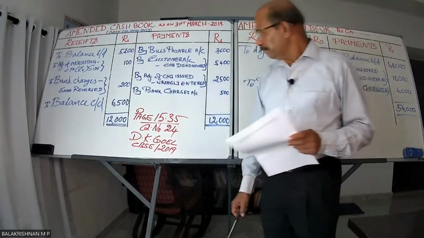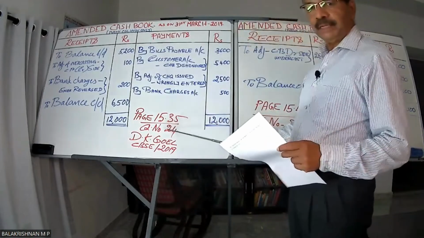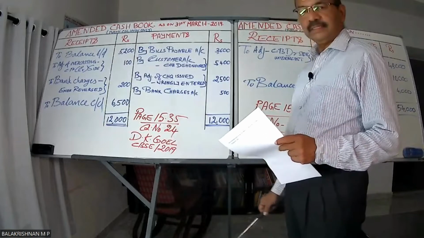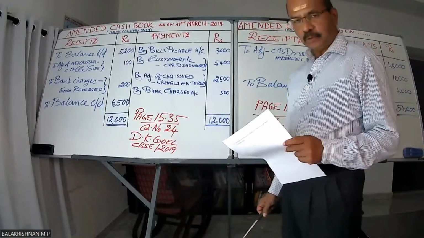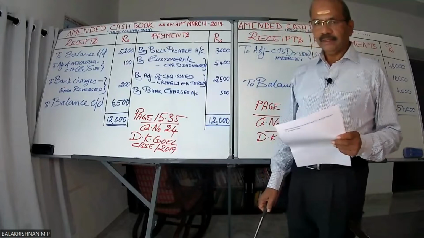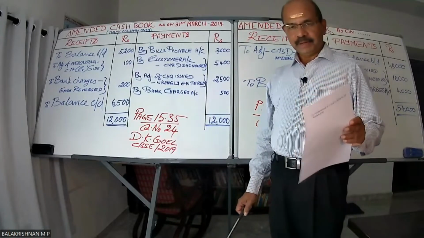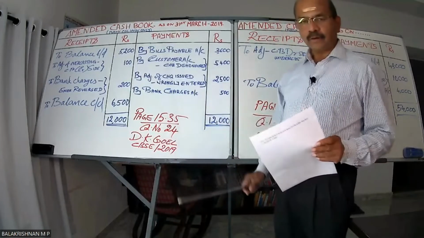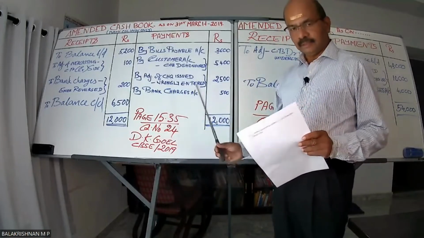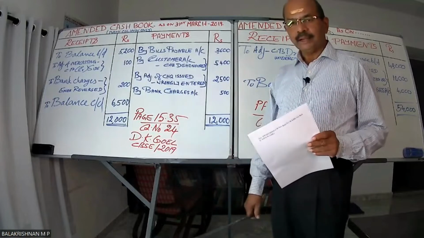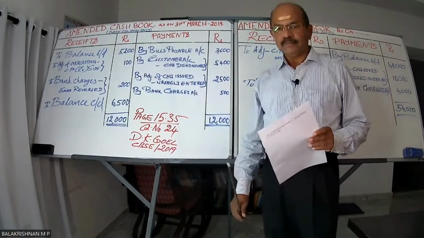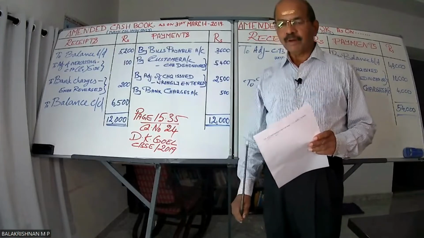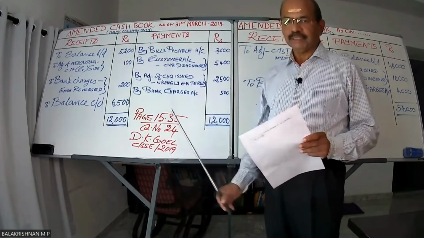The first question being page number 1535, question number 24 of DK Goel, CBSE, edition year 2019. Okay. So as usual, I'm reading out this question and I have worked out the sum for you, right? Later on, the same amended cash book and the bank reconciliation I will be sharing at the concluding part of this video. Okay. So now I have to inform you what, why, and how of this amended cash book.